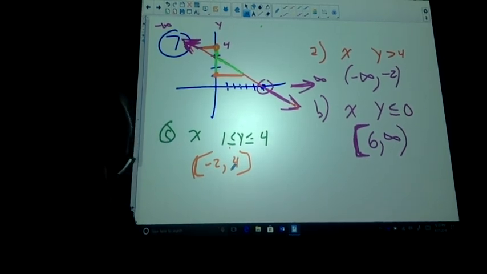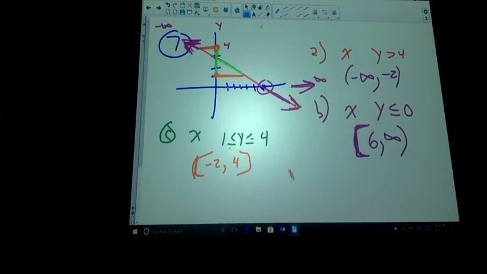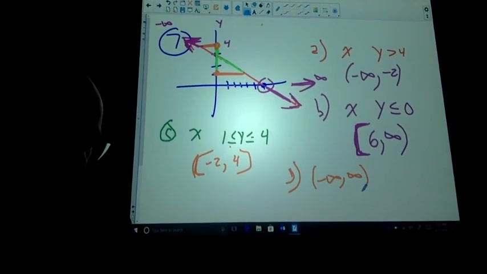So where does our y value exist between 1 and 4? So we have to look at the x. And then what is the domain of this whole thing? Does this graph go forever left and forever right? So our domain will go from negative to positive infinity. Totally different type of thought process on these.